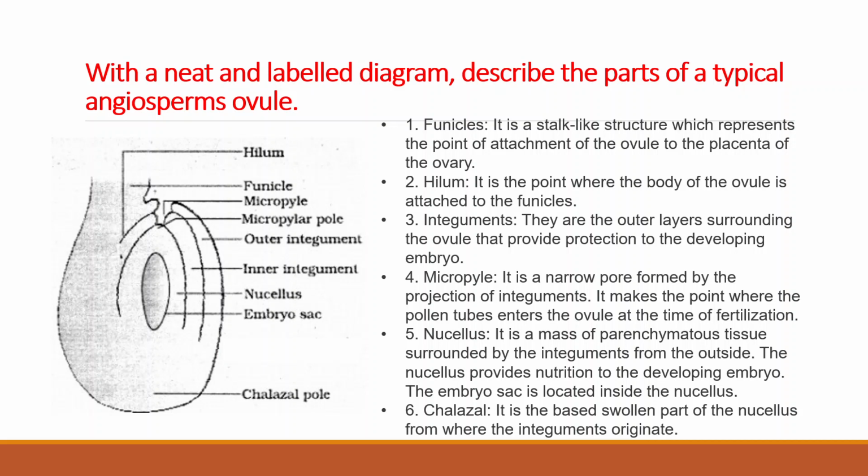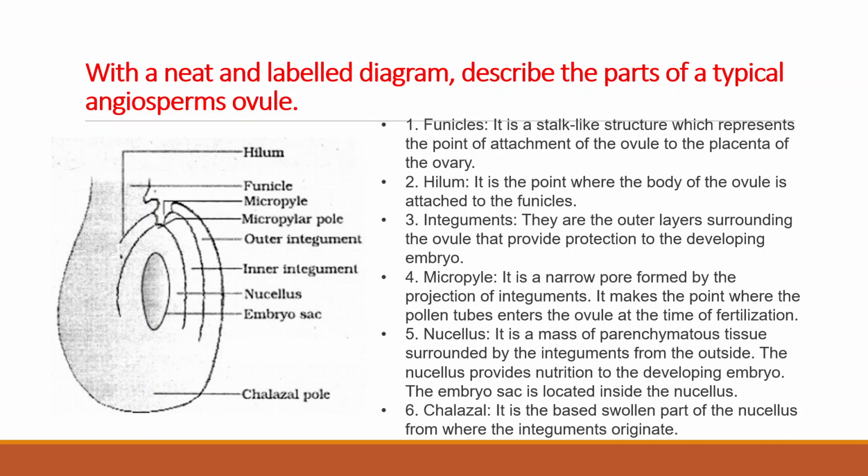The next one is integuments. These are like layers of corn. They are the outer layers surrounding the ovule that provide protection to the developing embryo. There are 2 layers, outer integument and inner integument. These layers protect the central embryo.